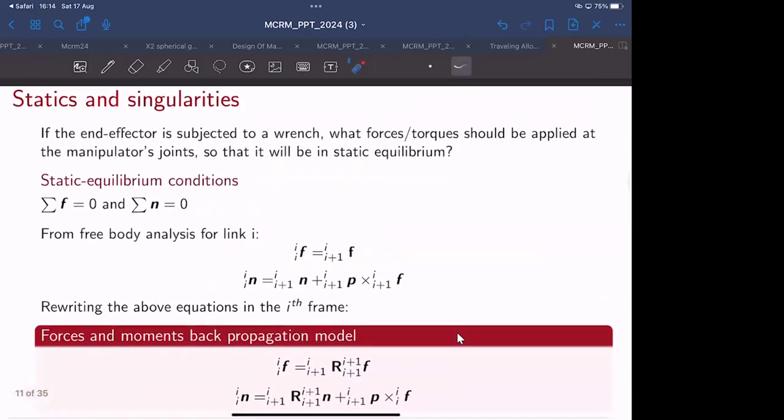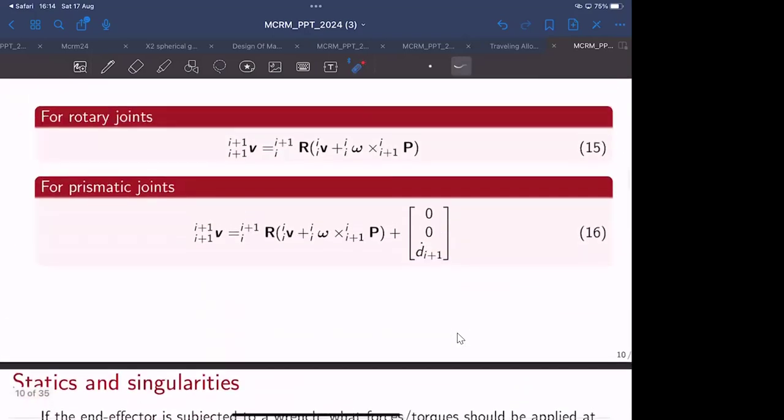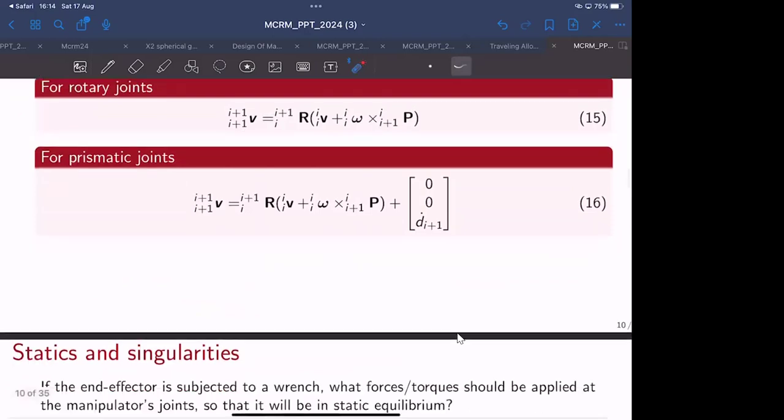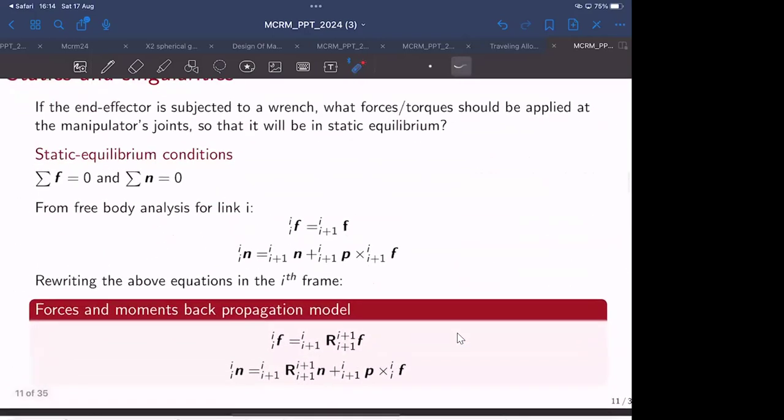And a few more topics actually. Similarly, as we did the propagation of velocities from the base to the end effector, we will also have to do the propagation of forces, so that the mechanism will be in static equilibrium. But if you take a look here, the propagation is actually in the backward direction.